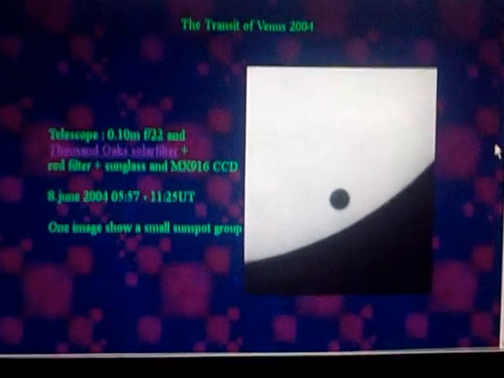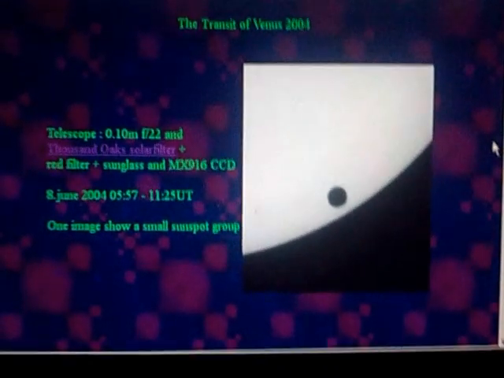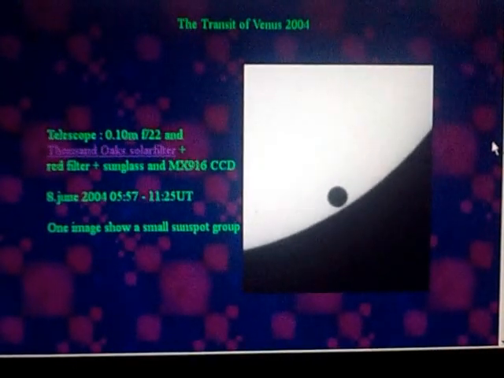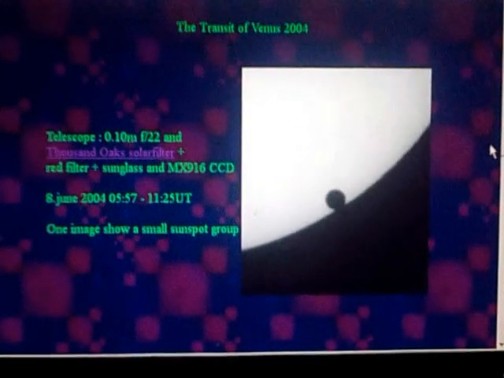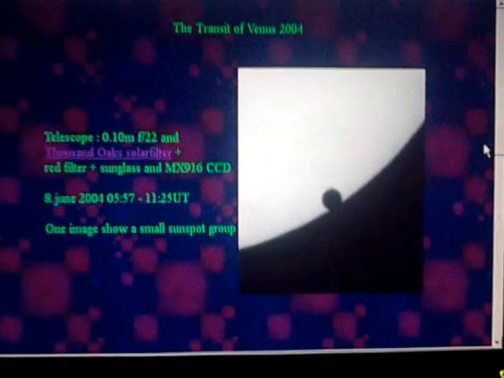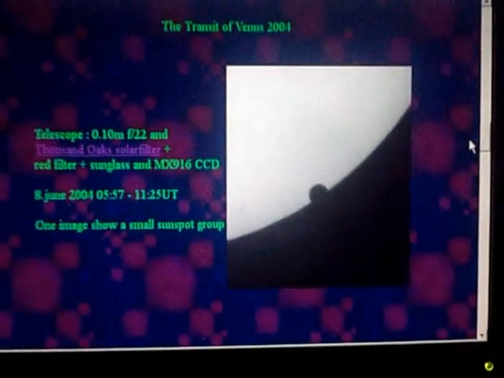Okay, we go to the computer room and hopefully you will enjoy my lecture. Okay, here we are at the computer. This is the successful transit of Venus in 2004. And I will show you how I managed to take these pictures and animation. We can take a short look at the animation first.